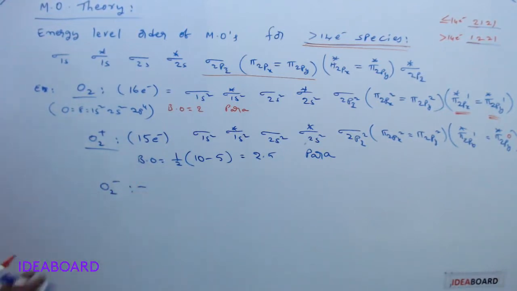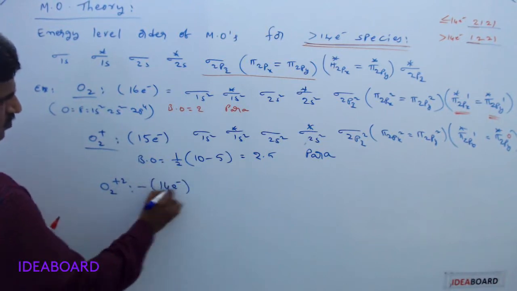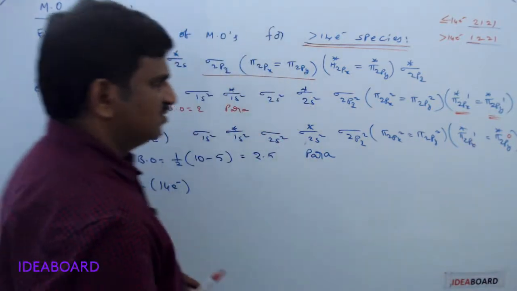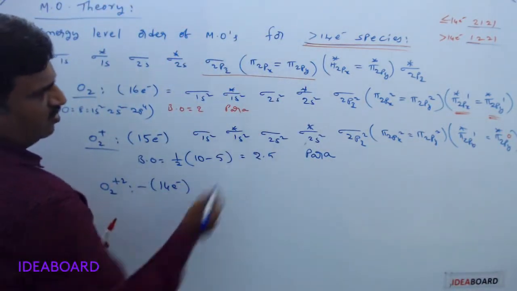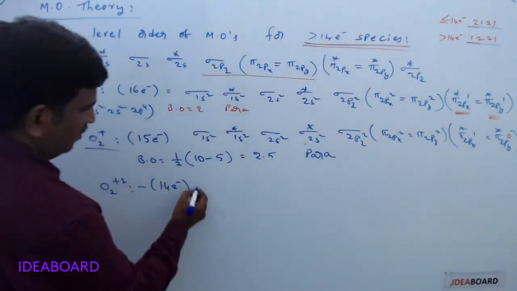O2 minus, or we can write O2 plus 2 first. We will check it. O2 plus 2 means one more electron is removed from the pi star 2px, then you will get the remaining configuration only. So what is the configuration?